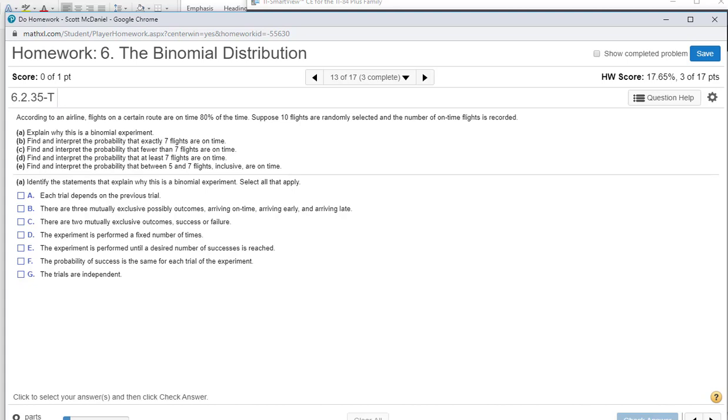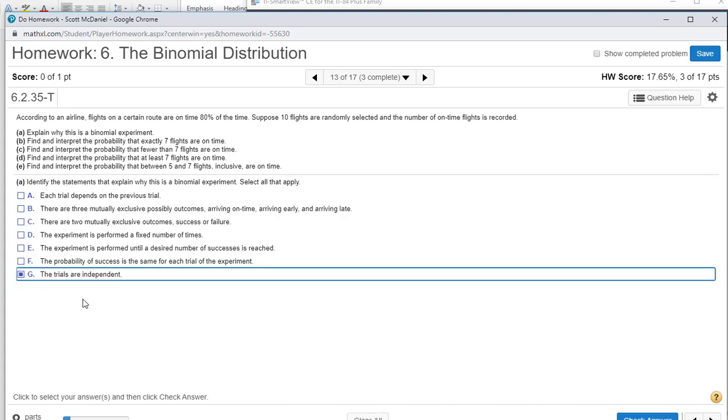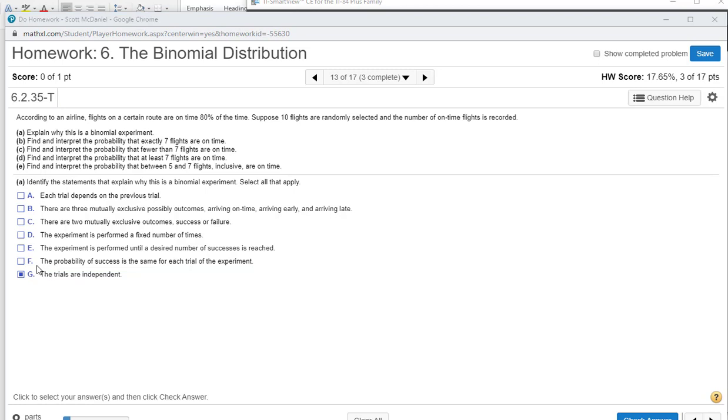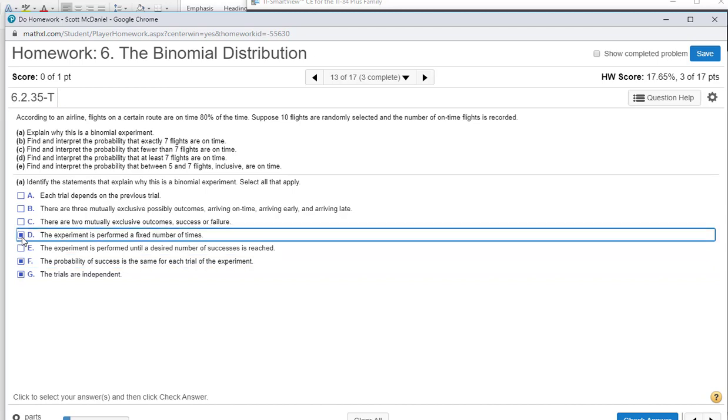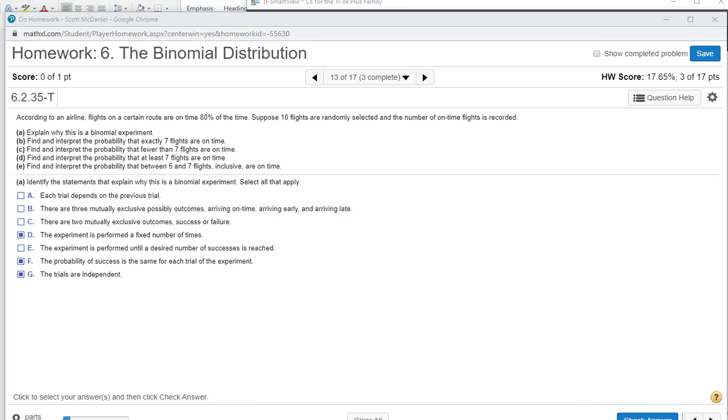So remember the conditions for a binomial experiment. We have to have independent trials. The probability of success is the same for each trial. It's a fixed number of times. And there's one more: success and failure. We have two mutually exclusive outcomes.